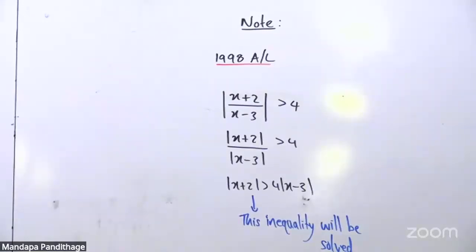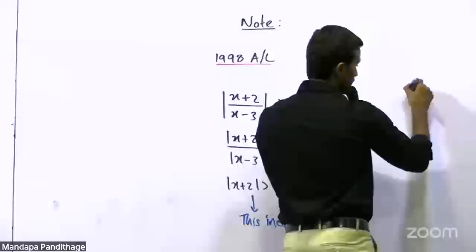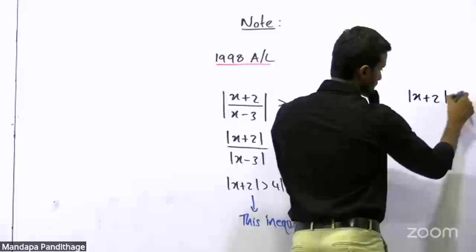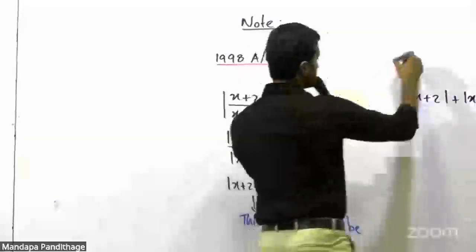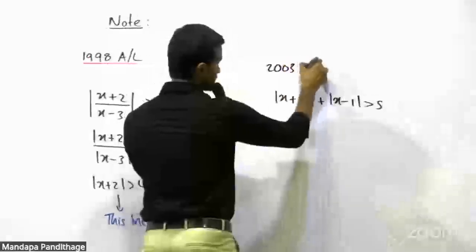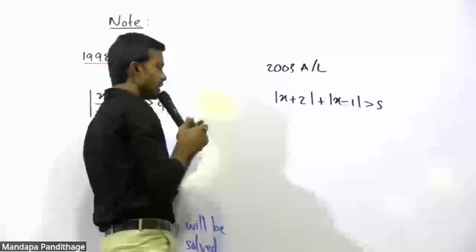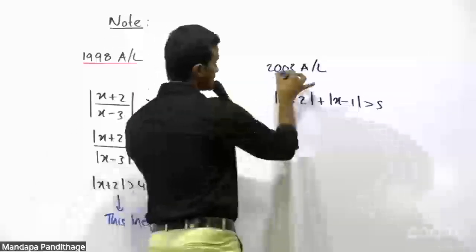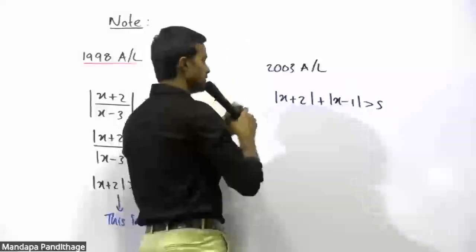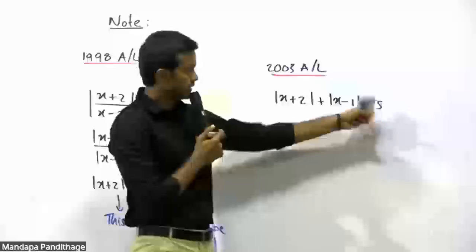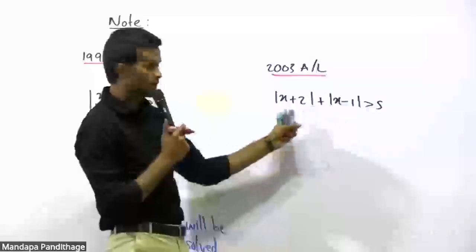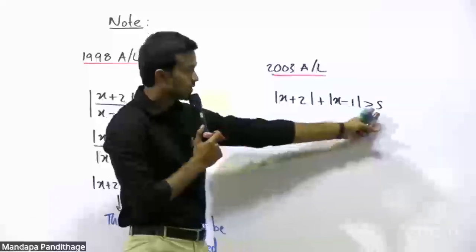Now look at the 2003 question: modulus of x plus 2 plus modulus of x minus 1 is greater than 5. According to what we have learned in modulus inequalities, we are supposed to sketch the graphs on either side of the inequality. So you have to sketch this one and you have to sketch this one.